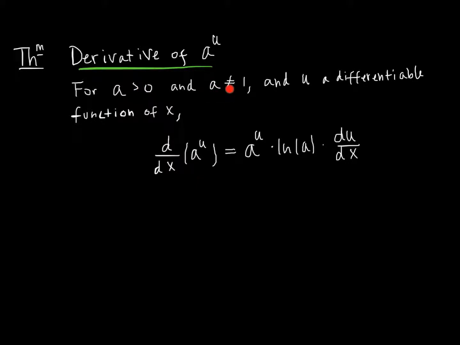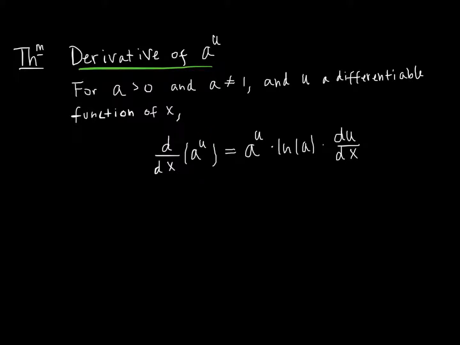A not equal to 1, because if this were 1, then it would just be the number 1 always. It's a constant function. And u is a differentiable function of x, right? That just means that this exponent is some function of x, has x involved. Then the derivative of a to the u is a to the u times the natural log of a times du dx. So there's a couple pieces involved here, and I want to talk about where they come from. The first is that you notice we have this du dx at the end. This is just the derivative of the exponent, right? That's what we saw with e to the u.